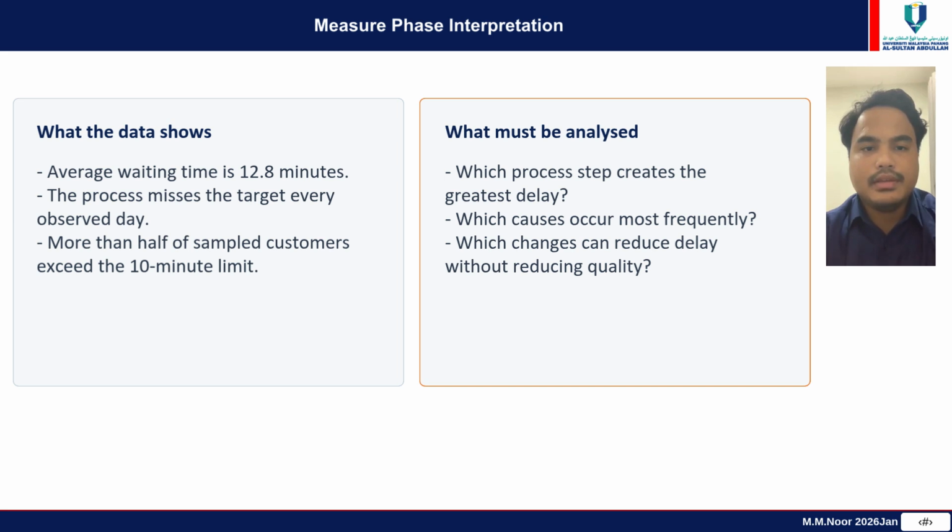Measure phase interpretation. The measure phase gives 3 important findings. First, the average waiting time is too high. Second, the cafeteria missed the 8-minute target every day. Third, the defect rate is 54%, meaning that many customers are waiting longer than the acceptable limit. Therefore, the next step is to analyze where the delay comes from.